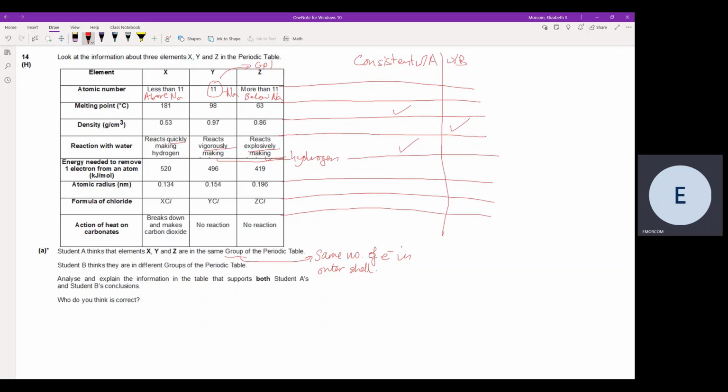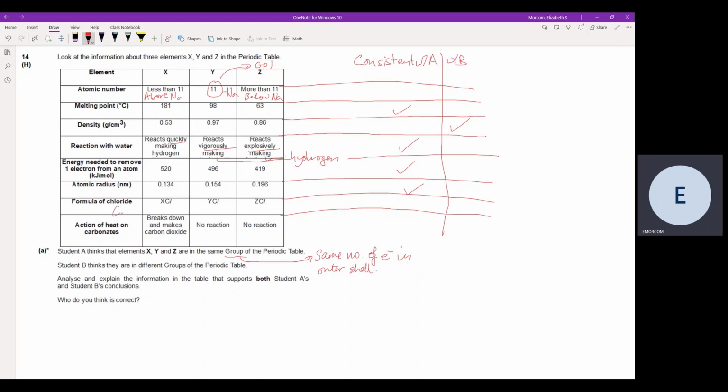The energy needed to remove 1 electron from an atom is decreasing from X to Y to Z. So therefore, it's getting easier to remove an electron. We know that as you go down the periodic table, the reason the reactivity increases is because it gets easier to remove that outer shell electron. So that also supports A. And we also know that the reason it gets easier is because the atomic radius gets bigger. So let's look at this, 0.134, 0.154. Yep, that is supporting A as well. So it's looking like A is very, very correct at the moment.